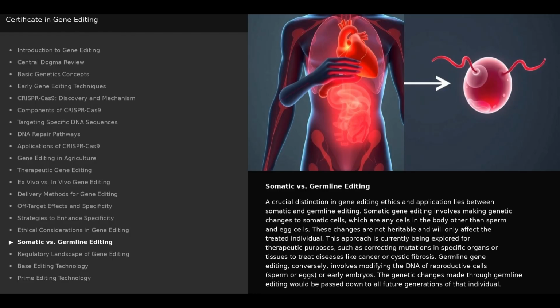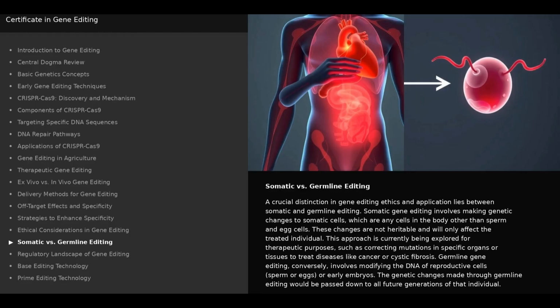This approach is currently being explored for therapeutic purposes, such as correcting mutations in specific organs or tissues to treat diseases like cancer or cystic fibrosis. Germline gene editing, conversely, involves modifying the DNA of reproductive cells, sperm or eggs, or early embryos. The genetic changes made through germline editing would be passed down to all future generations of that individual.